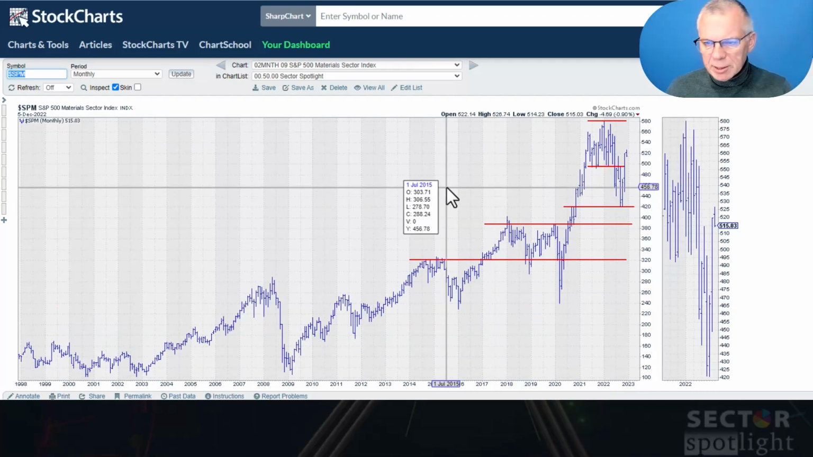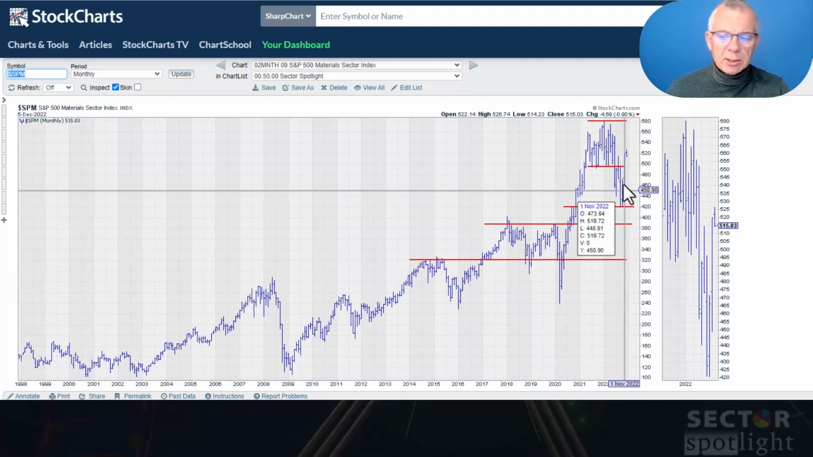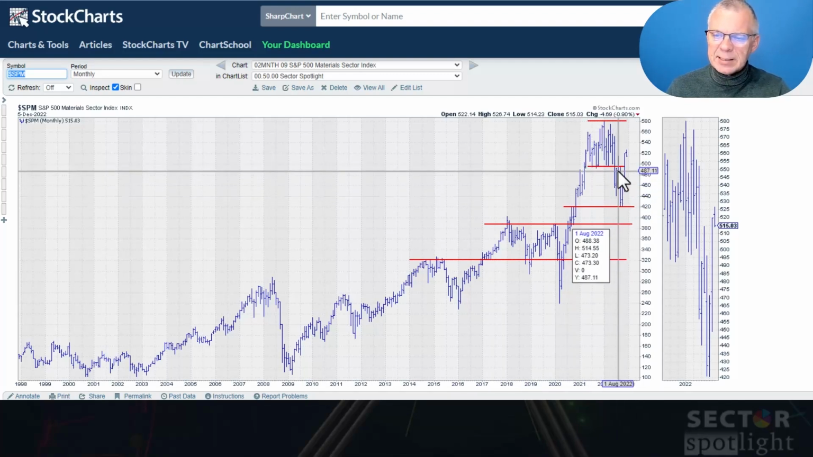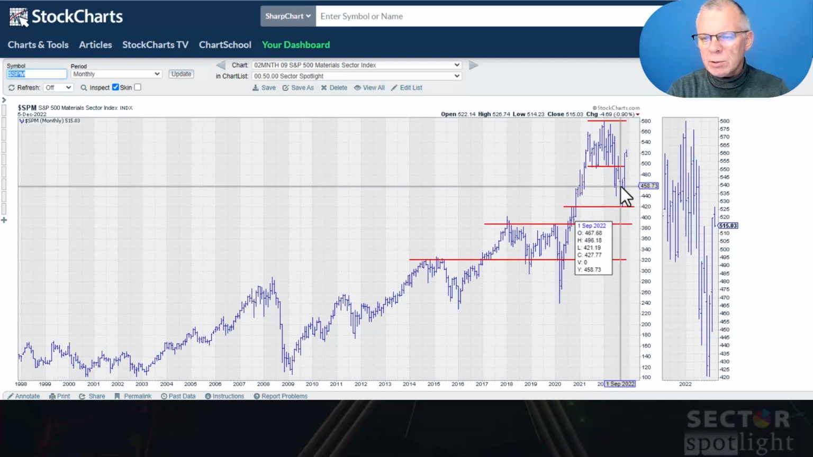Here is materials. Again, like industrials, from a relative perspective, a really good sector, but here we have price. And you can see that the sector bounced back above its former support, then acting as resistance, and we're now back above it. So that's the good news from a price perspective.